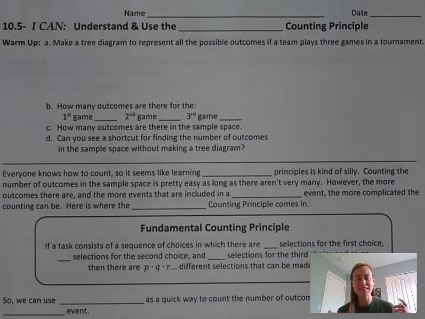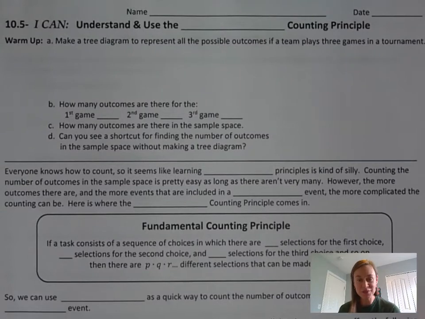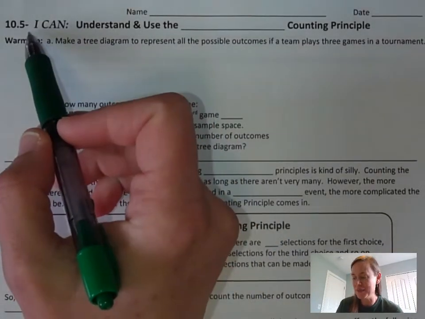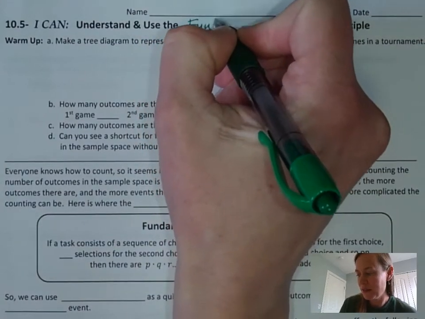Today is the last lesson on probability. Tomorrow we will have the test review, and then the next day the test. So this is the last day of new instruction before our unit test. So first, let's do our I can statement. Today the I can statement says, I can understand and use the fundamental counting principle.